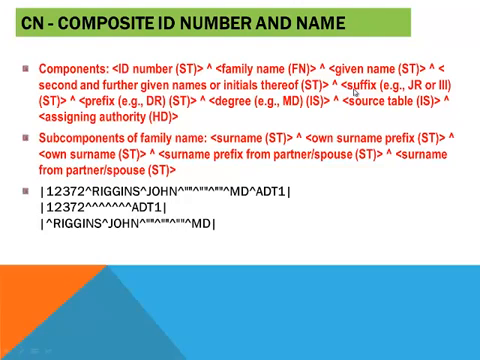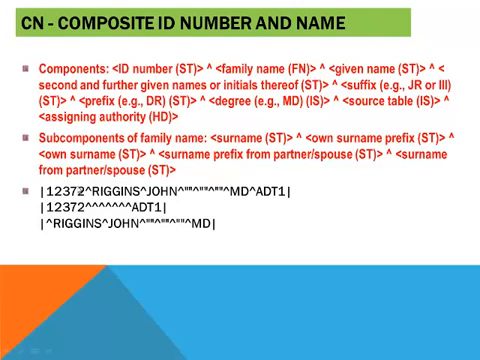Then also we have the suffix, prefix. Also the degree, such as MD or PhD. Also we have the source table, the assigning authority here. So for the family name here, we know it also has some subcomponents, for example, surname, own surname prefix, own surname prefix from partner sponsor, surname from partner sponsor. Based on this, we have some examples here.